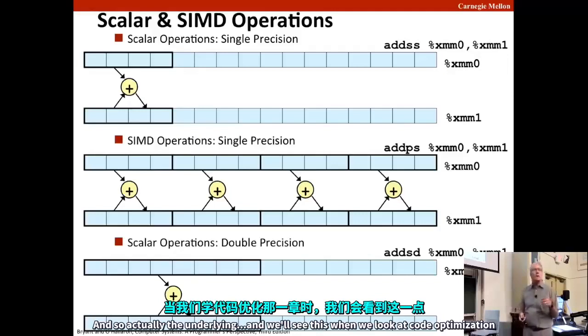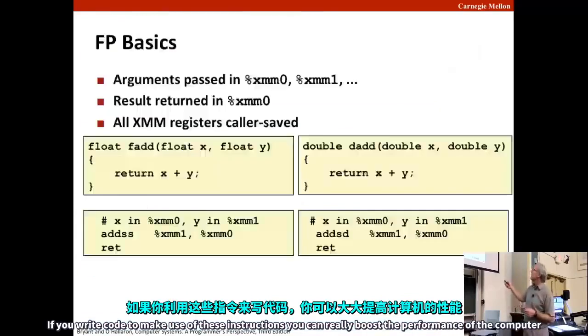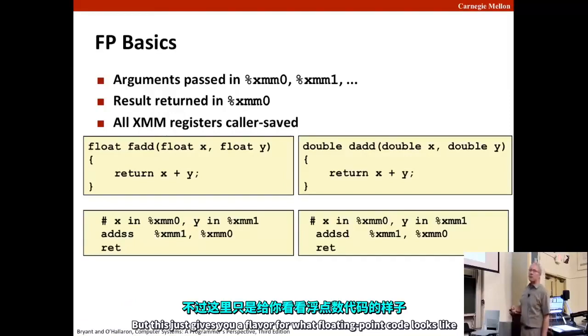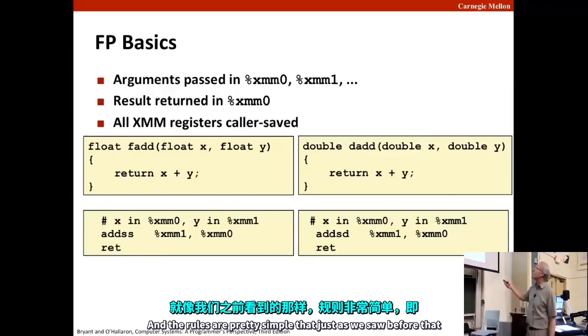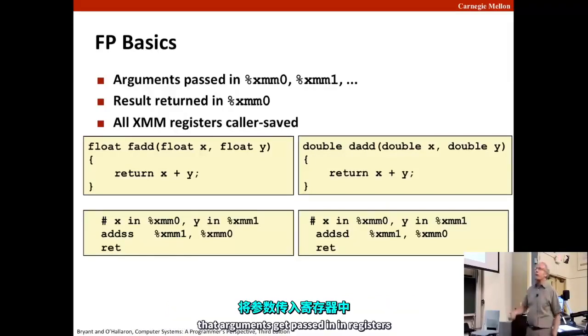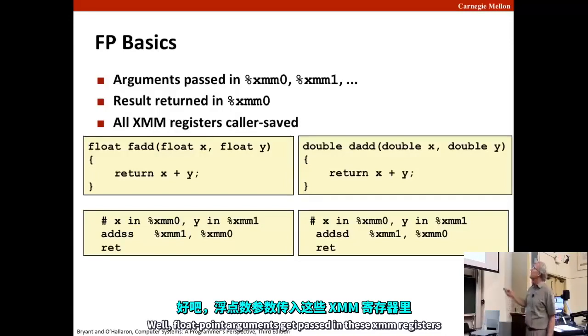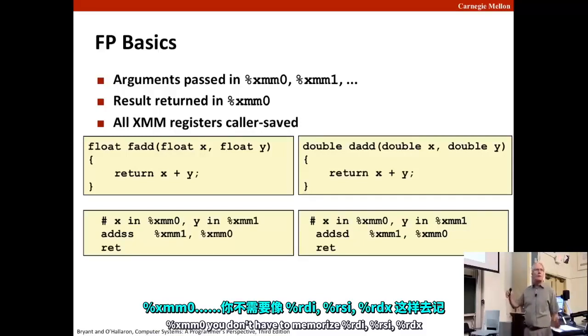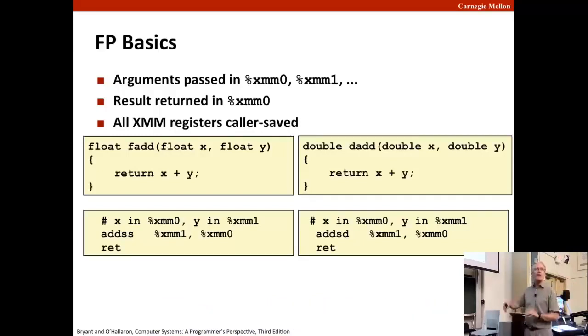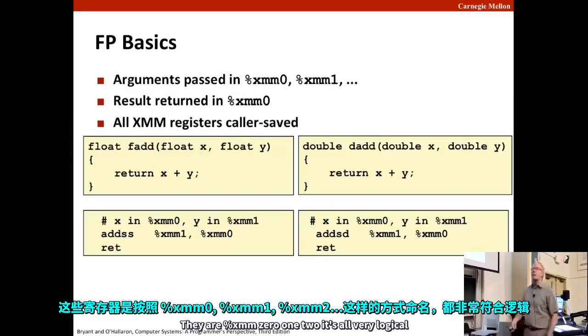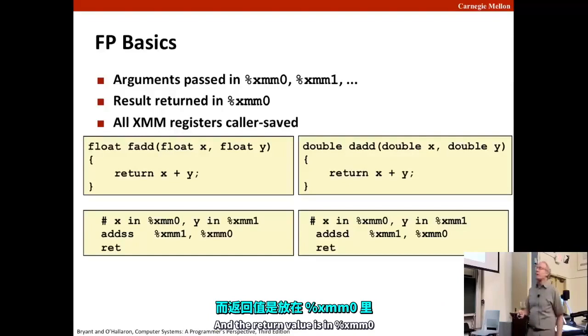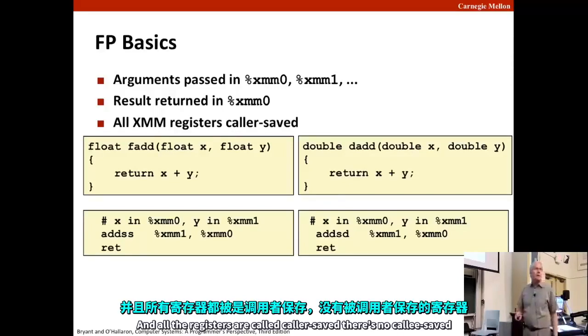We'll see this when we look at code optimization: if you write code to make use of these instructions, you can really boost the performance of the computer. But this just gives you a flavor for what floating point code looks like. The rules are pretty simple. Just as we saw before that arguments get passed in registers, floating point arguments get passed in these XMM registers. You don't have to memorize RDI, RSI, RDX; they're in XMM 0, 1, 2. It's all very logical. The return value is in XMM 0, and all the registers are caller save.